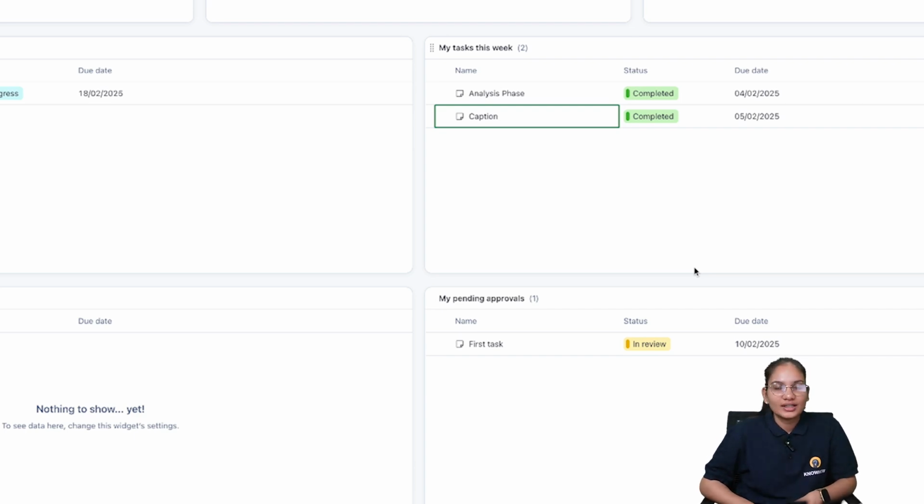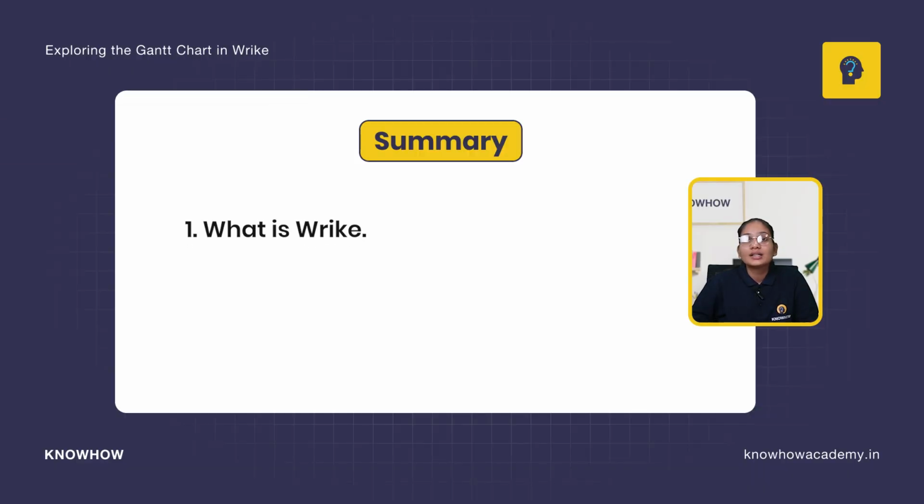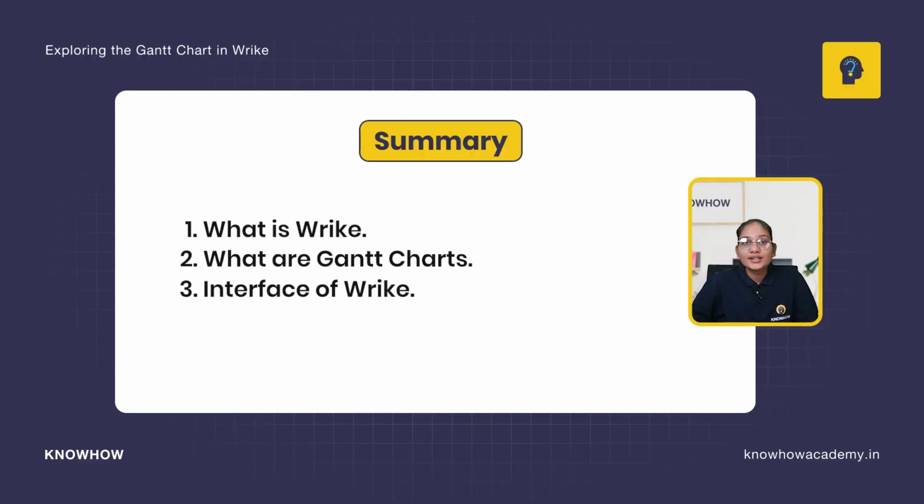So there you have it, a quick tour of Wrike's Gantt chart feature and its interface. Whether you're tracking your tasks, managing dependencies, or collaborating with your team, this feature is a game changer for project planning. I hope you found this breakdown useful. Now, before ending this video, let us quickly see what we have learned in this video. In this video, we have learned about Wrike, Gantt charts, interface of Wrike, and features of Wrike.